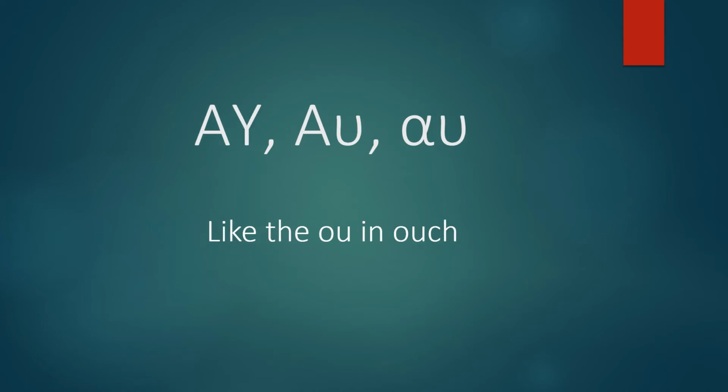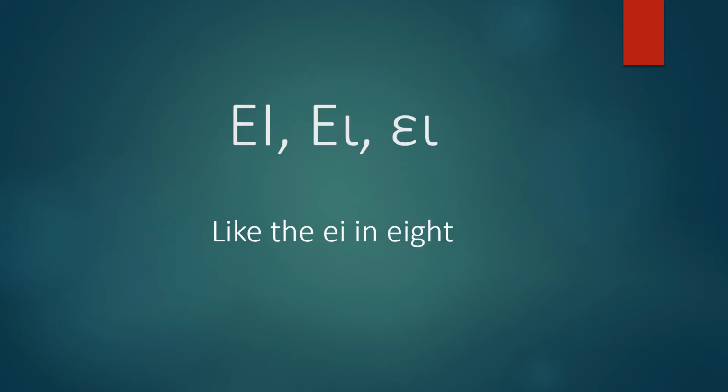Next we have alpha upsilon, and you can do the same thing. Pronounce the alpha and then the upsilon and see what happens. A-U. And then do it more quickly. Ow. Kind of like the ow in ouch. Let's do the same thing with epsilon iota. A. Kind of like the A in the word eight.